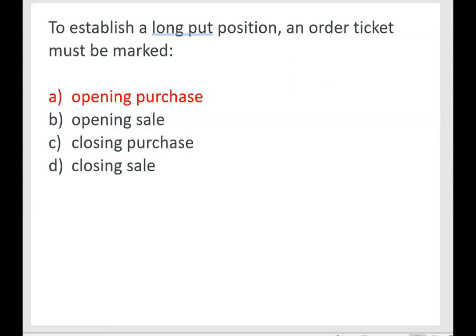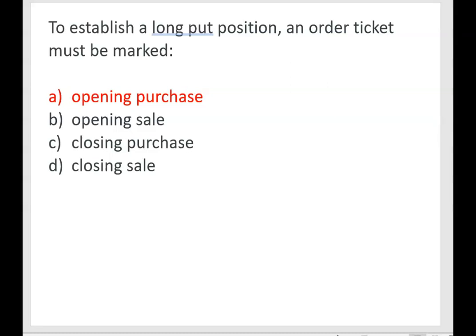Had it been to establish a short put position, then B would have been the best choice. Right? That would be an opening sale. Because when someone is short, short means to owe, right? That creates a liability. When someone sells an option or writes an option contract, their first transaction is to sell something, an opening sale.